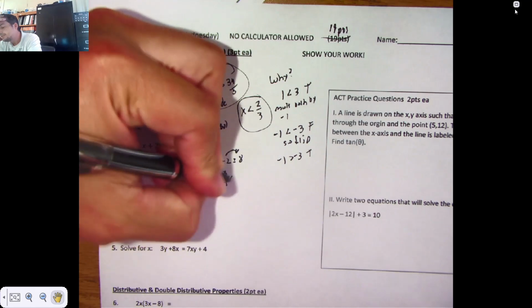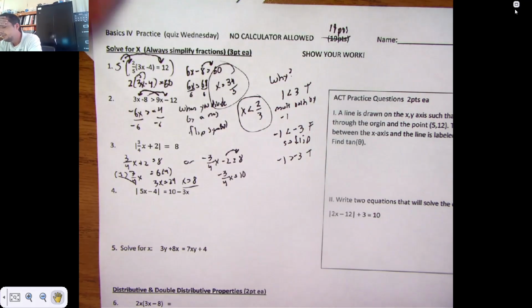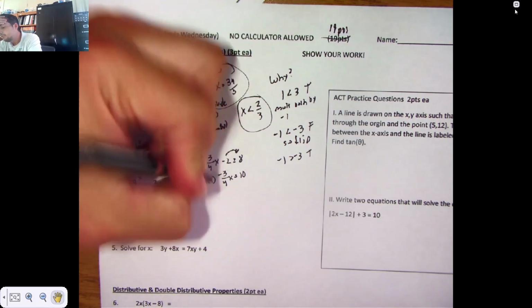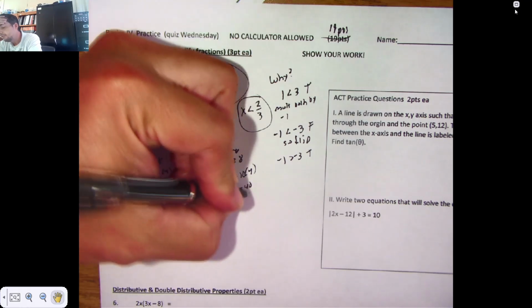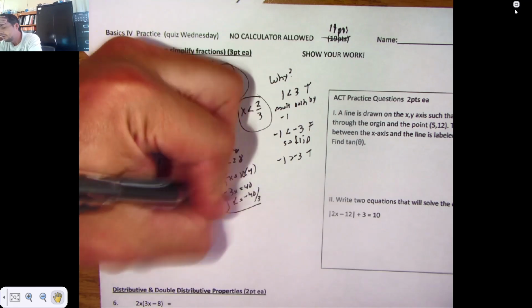Negative 3/4 of x is now 10 because 8 plus 2 is 10. Multiply both sides by 4. Negative 3x is 40. Divide through by the negative 3 and you get negative 40/3. 2 answers to those.